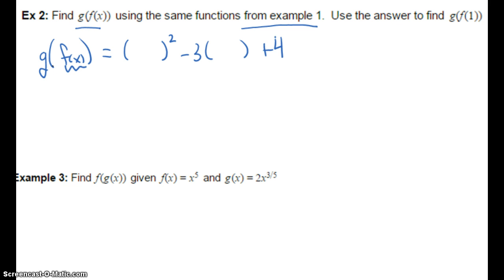x. So in all these little blanks, we're going to have whatever f of x is, which is 2x plus 1 and 2x plus 1. So we are basically plugging f of x into g, and that's what it should look like. Now everything else is just using all your old algebra skills.